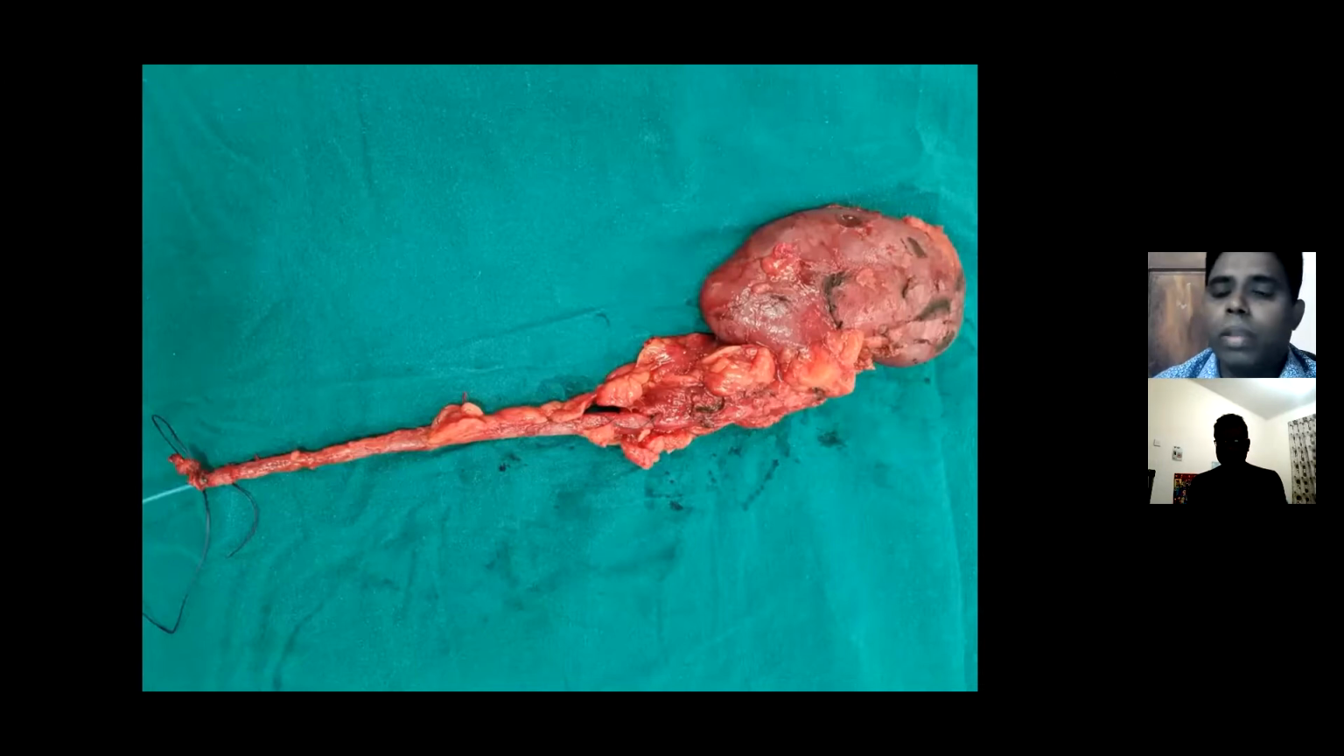What is the staging, do you think? That is a T3 stage. Right. Will you do a lymph node dissection with this surgery? Again, in high risk, that is more than pT2, there is an indication for lymph node dissection in upper tract transitional cell cancer, otherwise not needed.